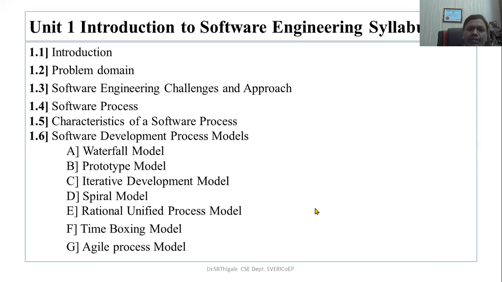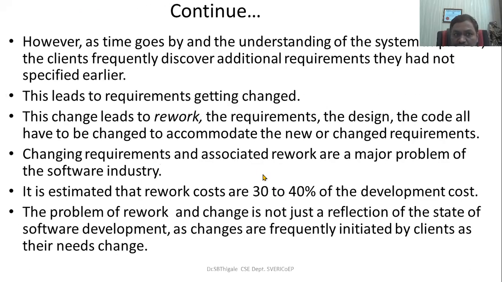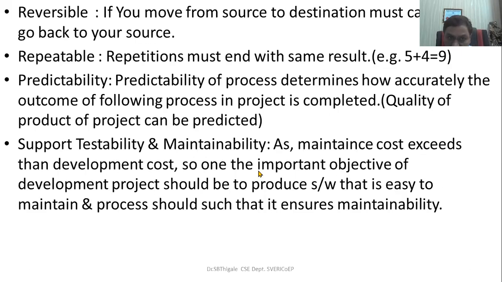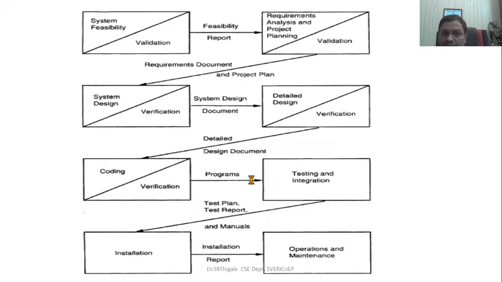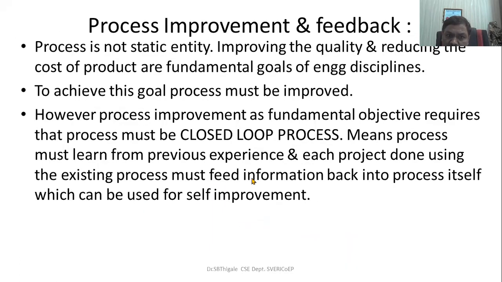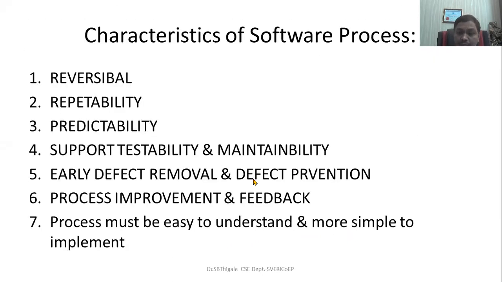So like this, we need to think about the characteristics of the software process. We said that among the different characteristics, the process must be easy to understand, and the process must be understandable to the entire project team also. So we need to think that once I start to implement the project, whether it is possible for me to reach the destination or not.